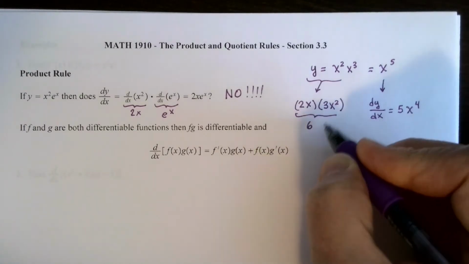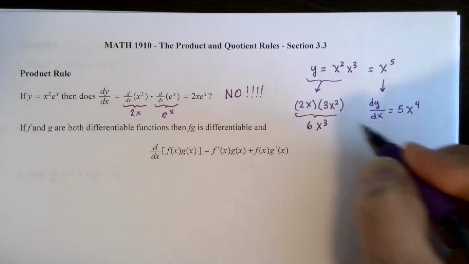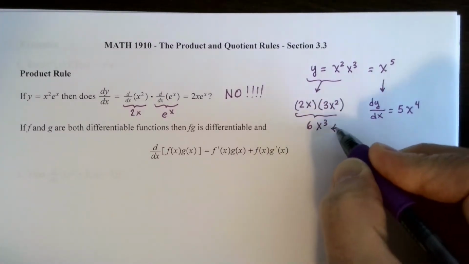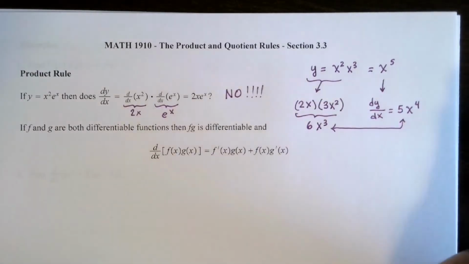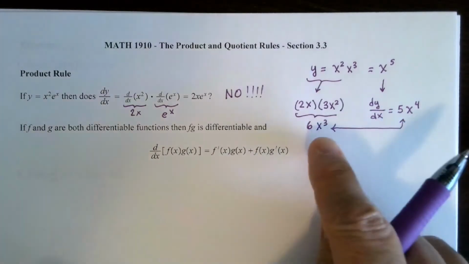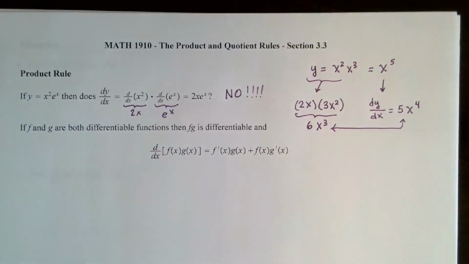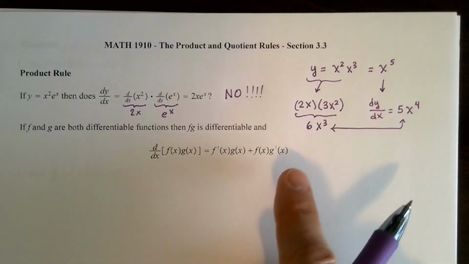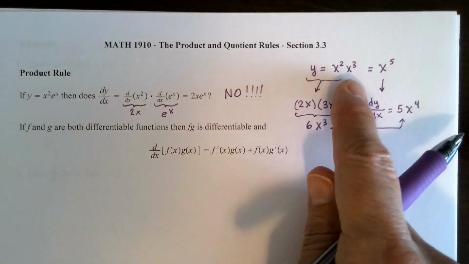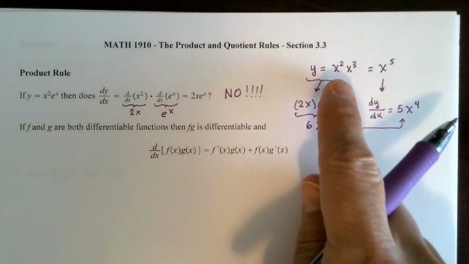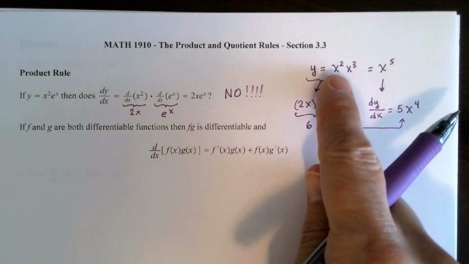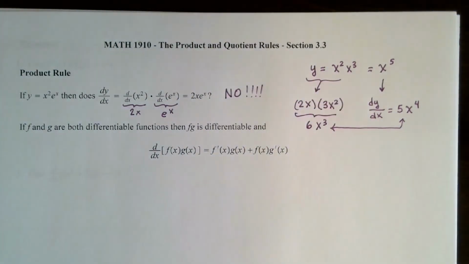X times x squared is what? X cubed. Take a look at that. These are clearly not the same thing. I know this one's correct. This one is incorrect. And therefore, what does this tell me? Here's one example among many where the product rule cannot be done by simply taking the derivative of each of the individual functions. So I hope that makes sense to you.